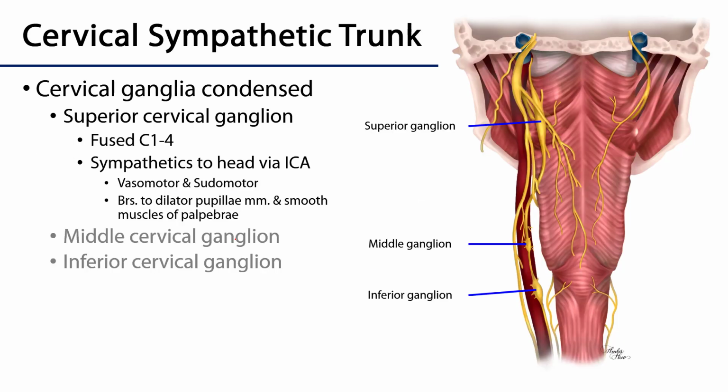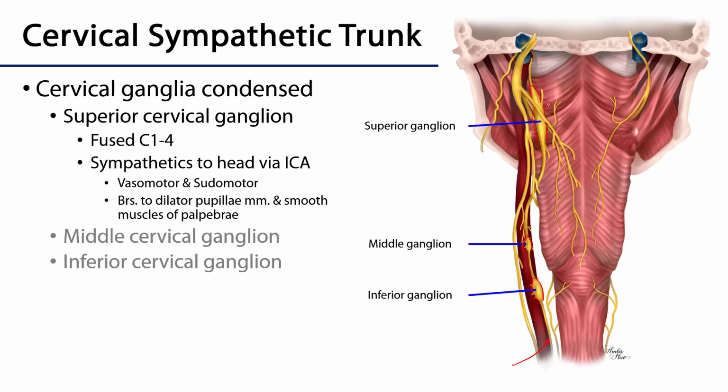So this is a posterior view of the pharynx, and we can see a little bit of the contents of the carotid sheath over here, but I want to draw your attention to this. That would be the cervical sympathetic trunk, and we can see 3 ganglia here. There's our superior cervical ganglion. Here's our middle cervical ganglion, and then there's our inferior ganglion.